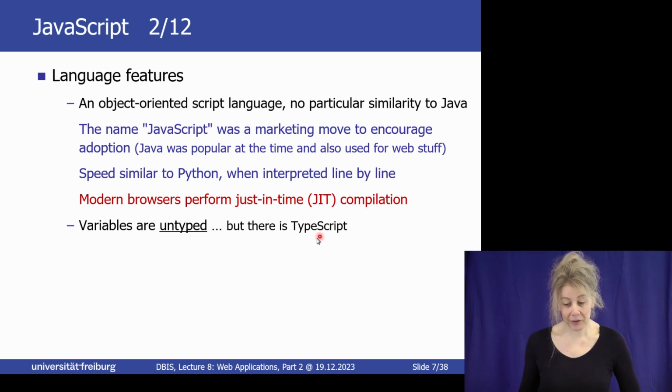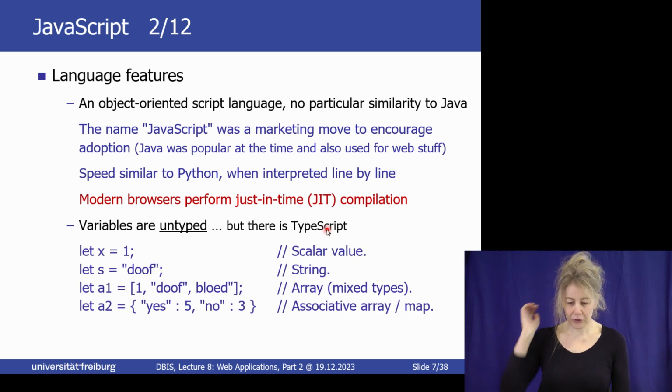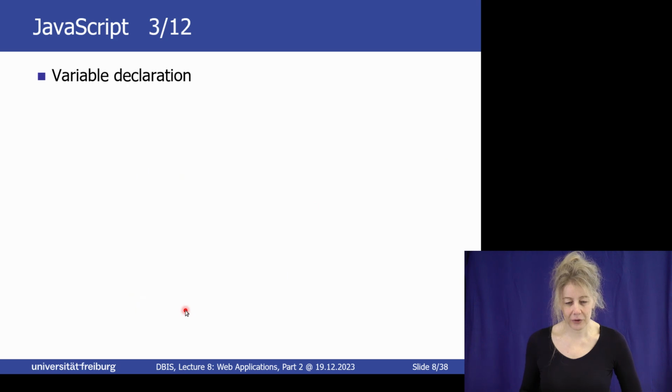Variables are untyped. There is TypeScript, a variant where you have types. That's similar to the type hints we have in Python. You don't have to use types in Python. We do it, but you can. Similar thing in JavaScript. We don't use it today. Here are some examples for assignments and variable types. You don't have types here: an integer, a string, an array, an associative array, a map. It's the usual stuff. If you have seen other programming languages, it's not that you have to learn completely new stuff from scratch. And we see examples today.